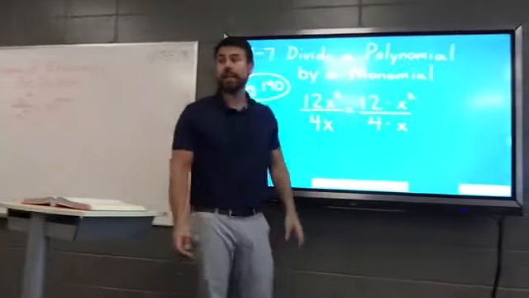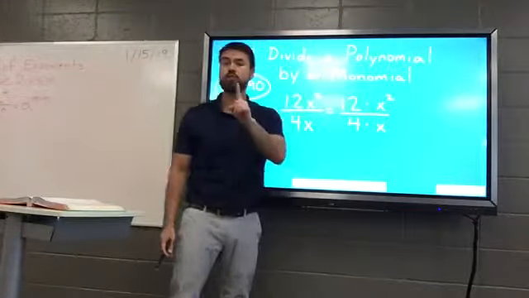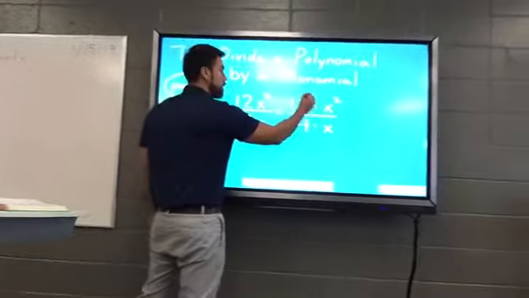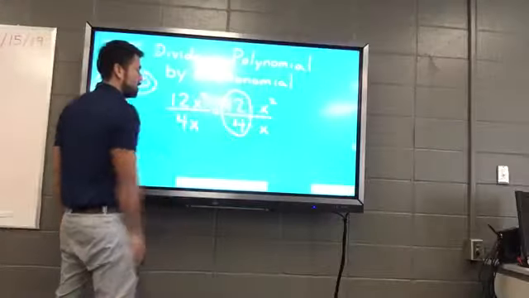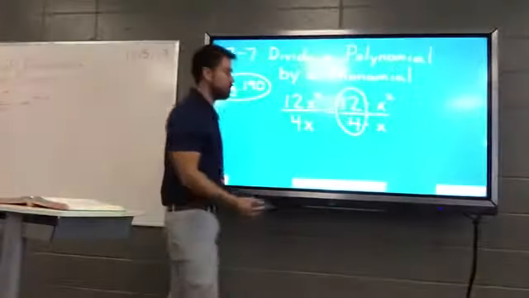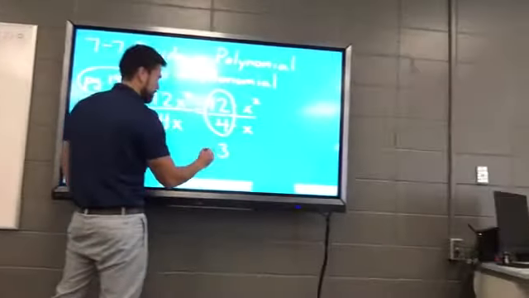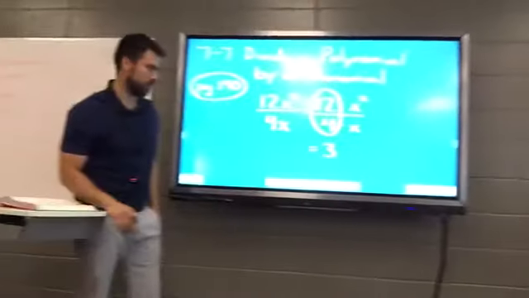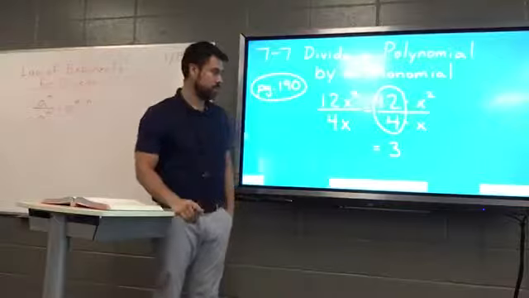The reason I'm doing that is because when you're actually dividing any polynomial by a monomial, you're really taking it into parts. Okay? Here's your first part. You're going to deal with 12 divided by 4. So what's 12 divided by 4? 3. All of you should know how to do that. 12 divided by 4 is just 3.